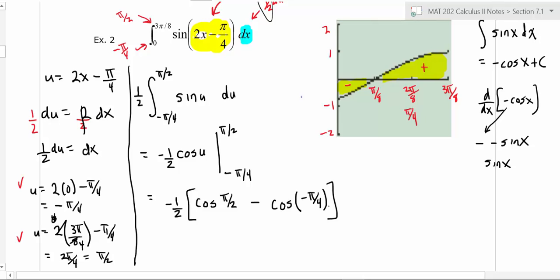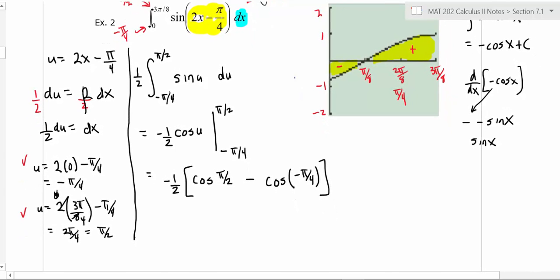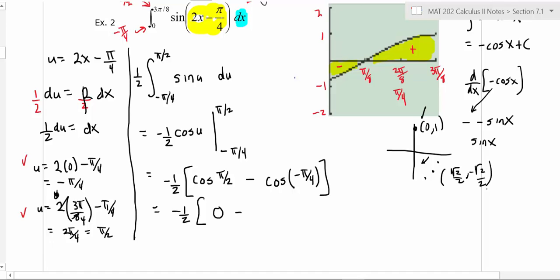Now once we get that put together, then we can just evaluate this based on a unit circle. So negative 1/2. You can kind of look at these things on a unit circle if you want to. At pi over 2, you have the point 0, 1. The cosine's the x value, so that's going to be 0. At negative pi over 4, you're down clockwise at 45 degrees. That's the point square root of 2 over 2, negative square root of 2 over 2. So the cosine's the x value, so that's going to be square root of 2 over 2.